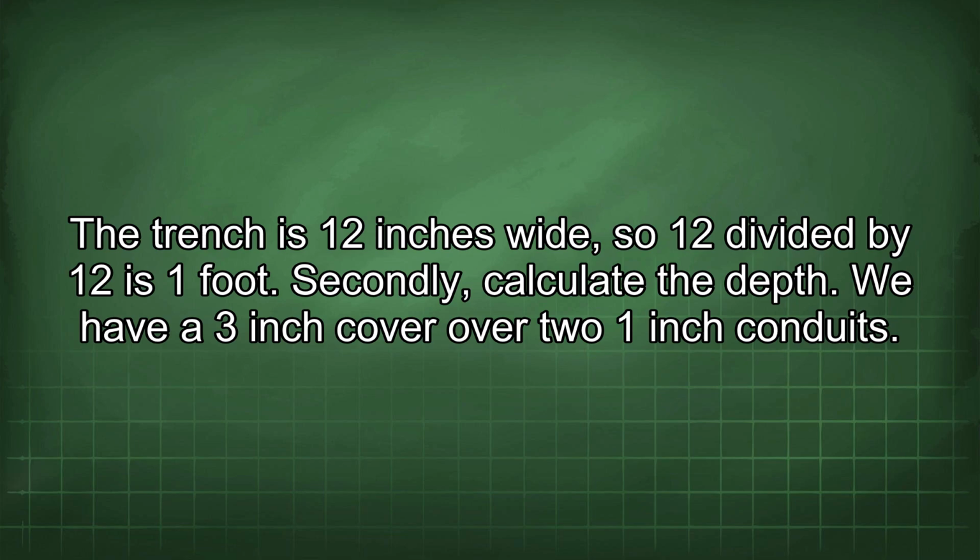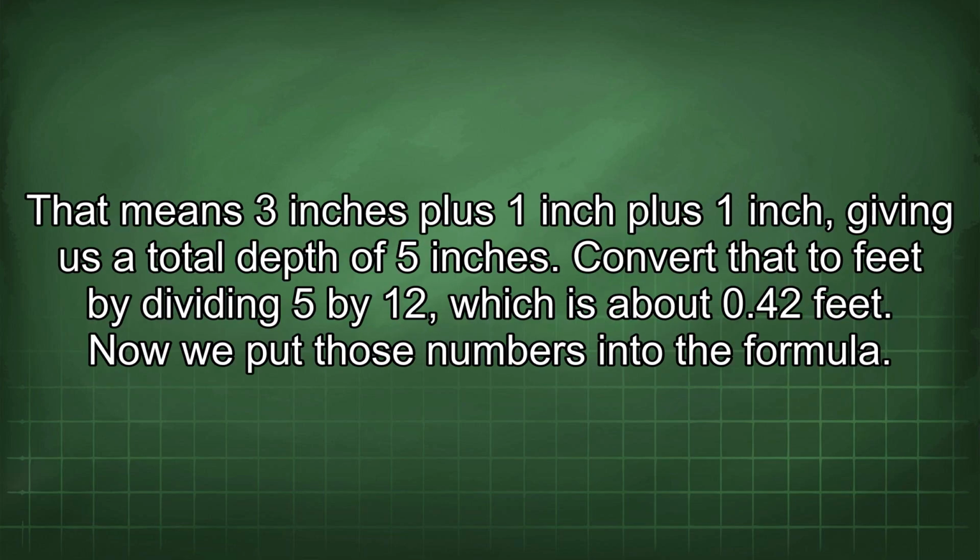Secondly, calculate the depth. We have a 3-inch cover over two 1-inch conduits. That means 3 inches plus 1 inch plus 1 inch, giving us a total depth of 5 inches. Convert that to feet by dividing 5 by 12, which is about 0.42 feet.